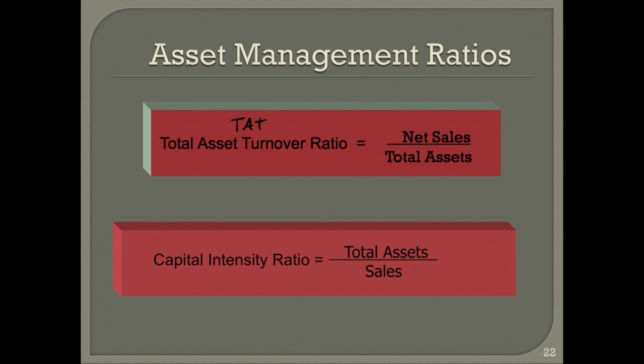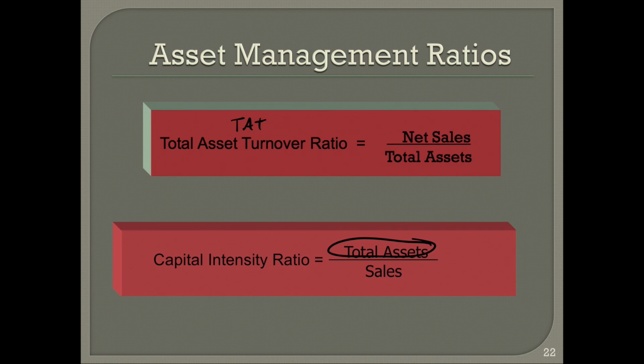There is also a capital intensity ratio. As you can see, it's just a reciprocal of the total asset turnover. So what amount of assets do you need to invest to generate $1 in sales? So high values in your capital intensity ratio correspond to capital intensive industries.